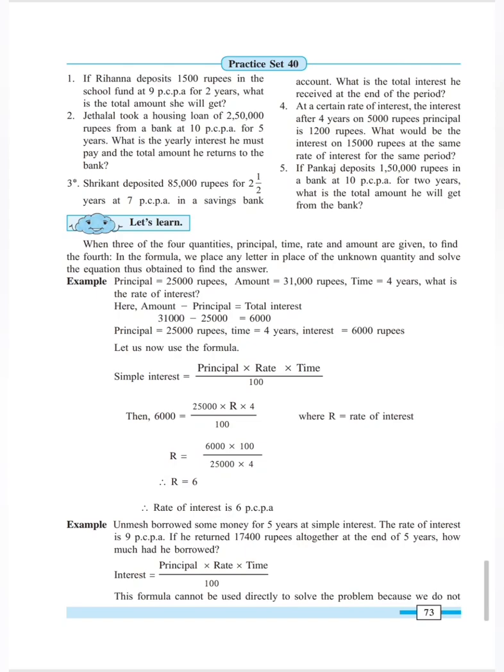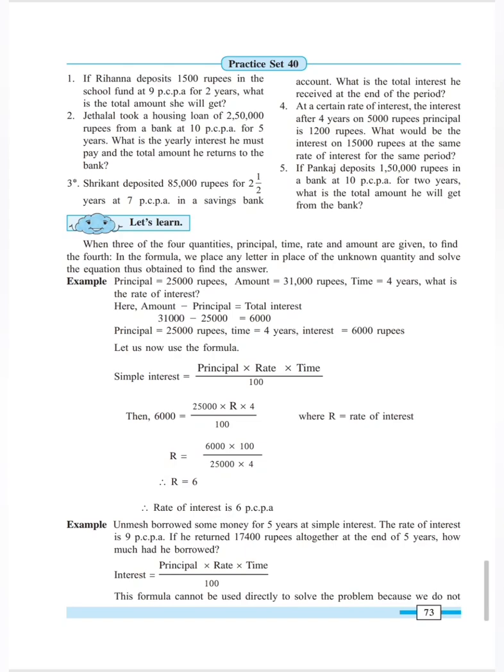Okay, so that means we have in total how many quantities? Four: principal, time, rate of interest and amount. When three of these quantities are given, we will have to find out the fourth one. Let's check which one we have to find now. In the formula, we place any letter in place of the unknown quantity and solve the equation thus obtained to find out the answer. First example, principal is equal to 25,000 rupees.